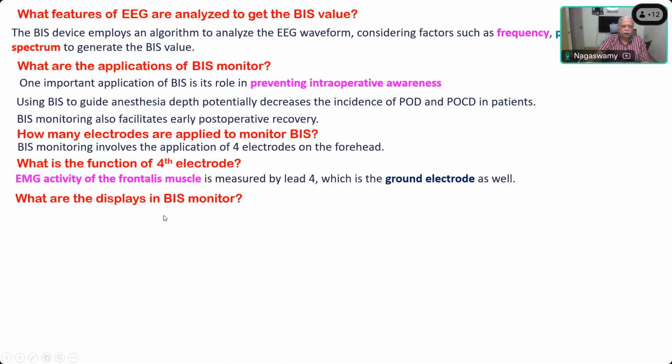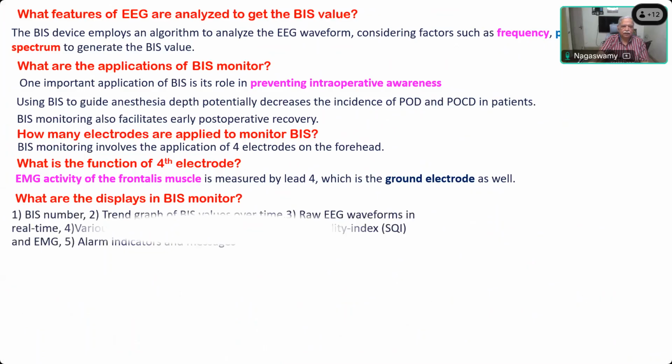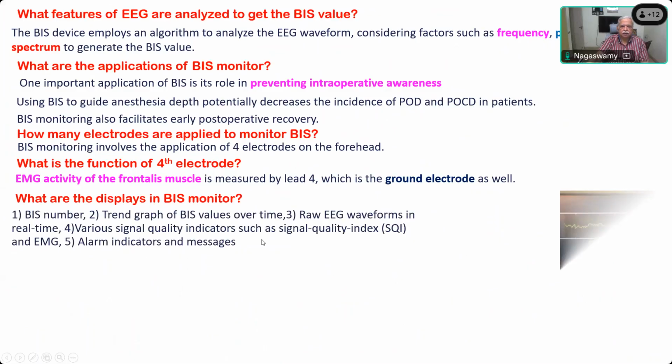What are the displays in BIS monitor? The monitor screen. What are all the things that are displayed? Signal quality index. The numerical value, a dimensionless value. This number, a trend graph of this value over time, raw EEG waveforms in real time, various signal quality indicators like signal quality index and EMG, alarm indicators and messages.